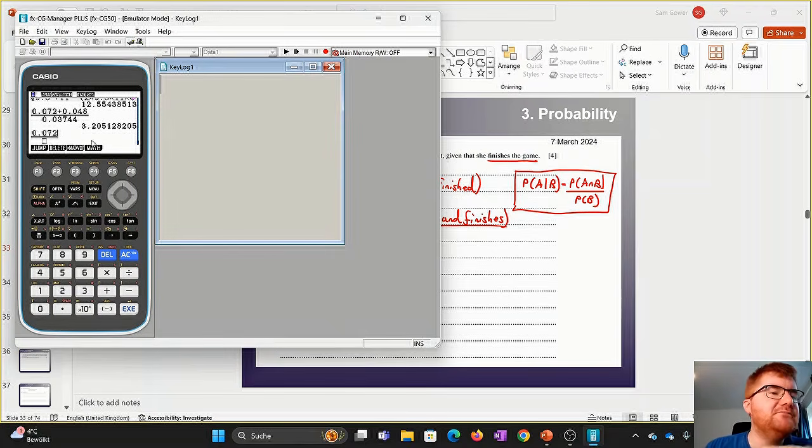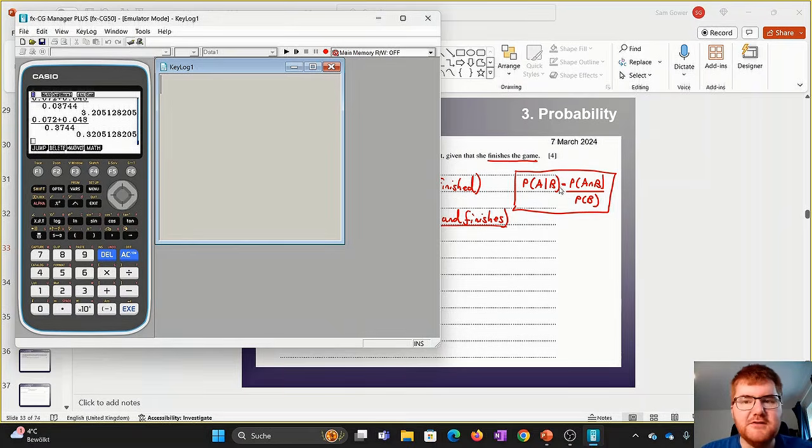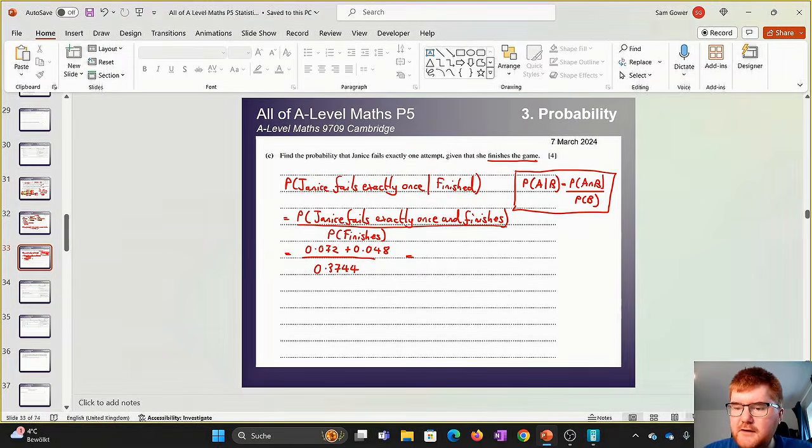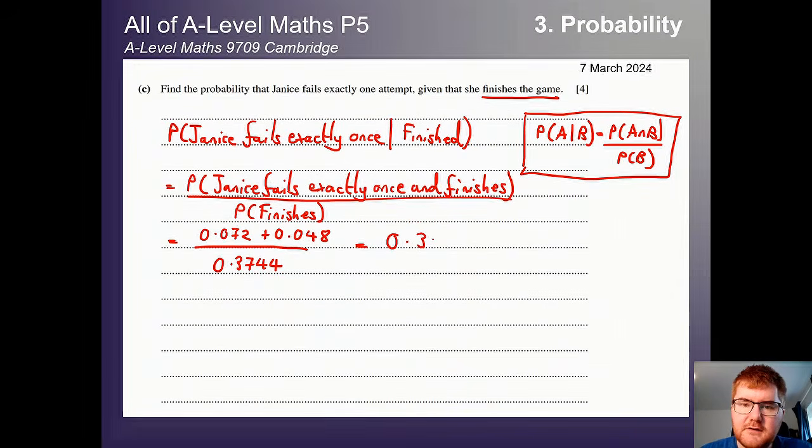0.072. Again, I notice this probability was more than 1, so I know something's gone wrong. Again, always looking for reasons to double check, so it should be 0.3744. There we are. Type it in correctly. This is now a probability between 0 and 1, so 0.3205. Let's write that in. 0.3205, and if we round to 3 significant figures, we get 0.321 to 3 SF, giving us here all 4 marks.